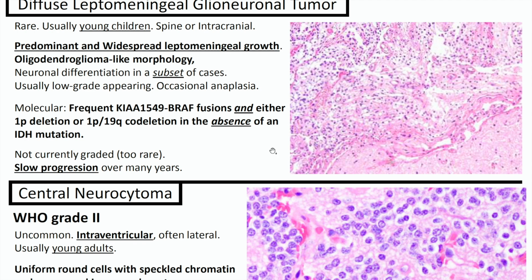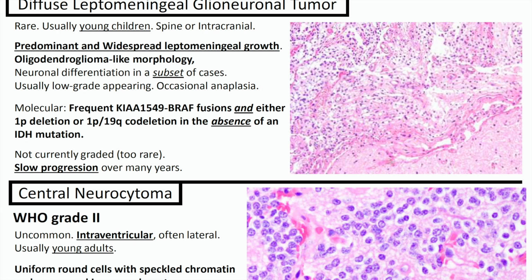Next up, diffuse leptomeningeal glioneuronal tumor. These are rare, usually occurring in young children, in the spine or intracranial, and there's often predominant and widespread leptomeningeal growth with oligodendroglioma-like morphology. Neuronal differentiation in a subset of cases can occur, and it's usually low grade appearing with occasional anaplasia.